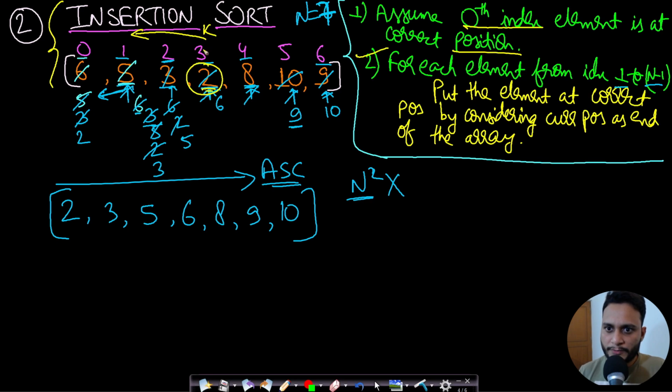So even if you apply insertion sort to any element, it will move at most k positions to the left. So there are n elements and we are moving each element at most k positions to the left, and so time complexity will be order of nk.